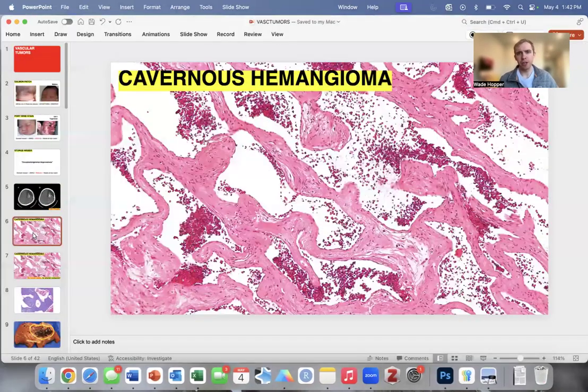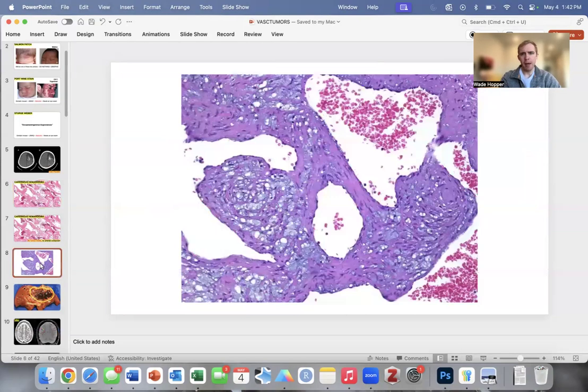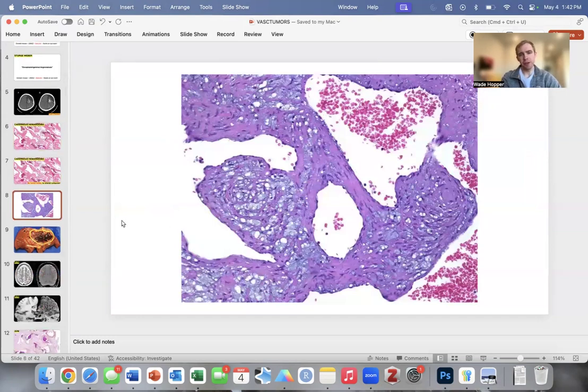So here's histology of a cavernous hemangioma. We're looking at thin-walled venous structures with a small amount of connective tissue in between vascular channels. And here's another example. Again, you see glycosaminoglycans, connective tissue, connective cells in between these thin-lined venous vascular channels.